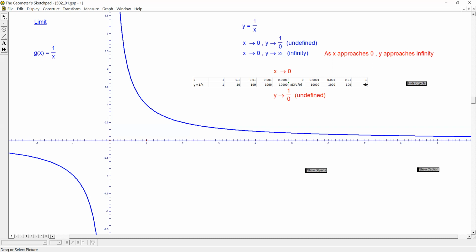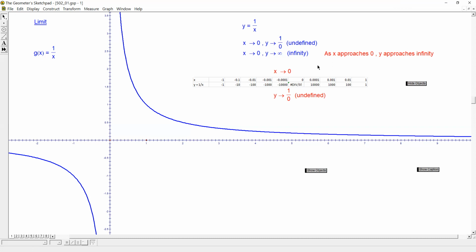Now, as x approaches 0, we look at the value of y. Y at first is 1, then 100, 1000, 10,000. So if I go on, x becomes smaller and smaller, y becomes bigger and bigger. It becomes 10,000, 100,000, 1,000,000, and so on. So x actually cannot be 0, it can only approach 0. So as x approaches 0, what happens to the value of y? The y becomes very, very big.